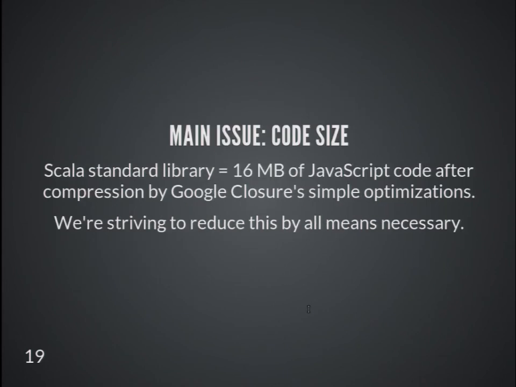So what's the main issue right now? Because it uses the Scala standard library, you have to compile the Scala standard library with Scala.js, and that yields 16 megabytes of JavaScript code after compression by Google Closure's simple optimizations. So that hello world was 16 megabytes.